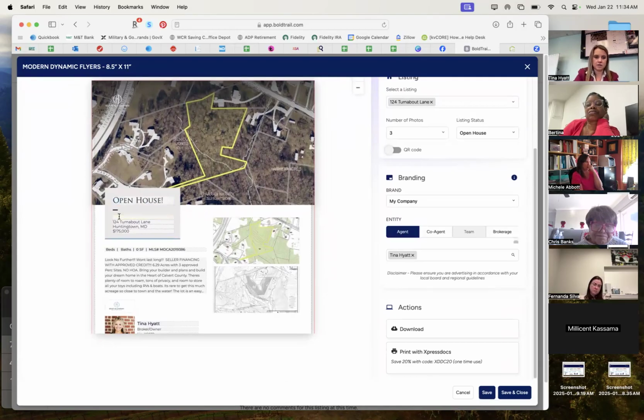And put in here Saturday, whatever. Make sense?